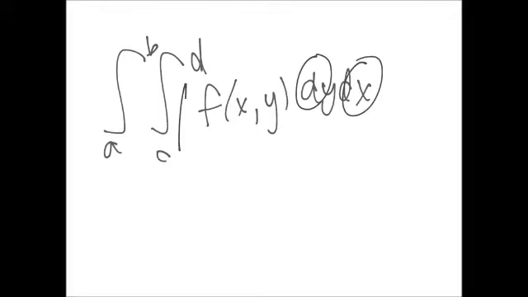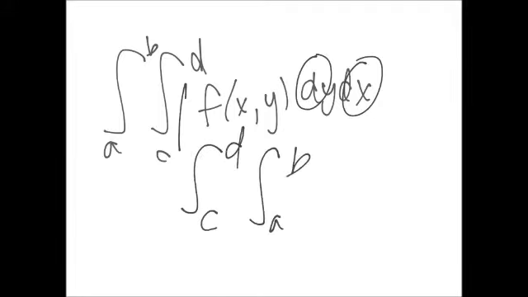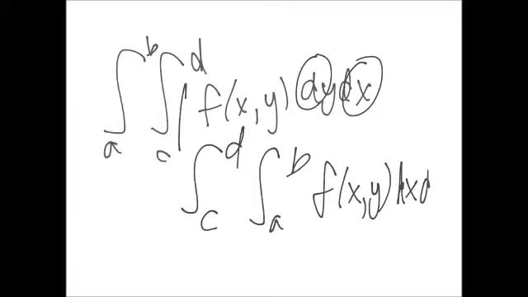And you don't have to do it in that order. You could do it c, d, a, b, right, f of x, y, dx dy. You can switch them. We accepted the fact that they both should equal each other no matter which way you go. If you go along the y first or the x first, you should essentially get the same answer at the end.